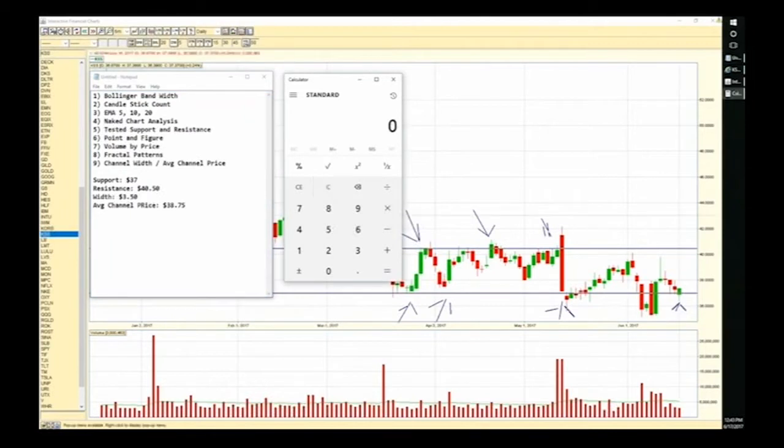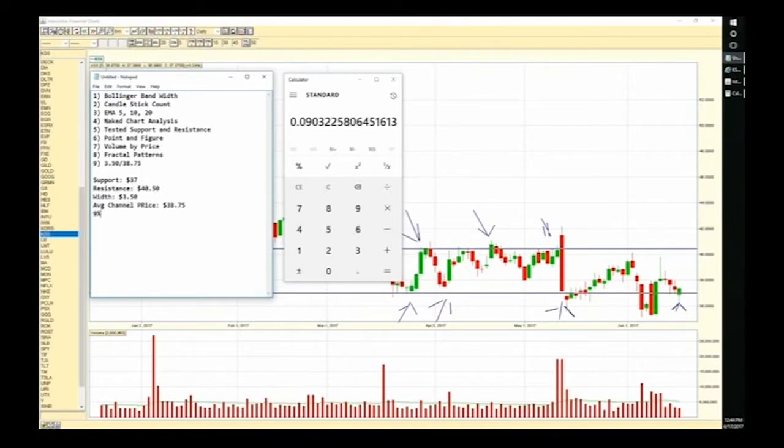Let me stop right there. How many of you with the show of hands see how I got those numbers? So now I'm going to create a ratio of channel width over channel price. $3.50 divided by $38.75. Got to make sure I'm in the calculator app. And that gives me about 0.09, or if you turn that into a percentage, 9%.